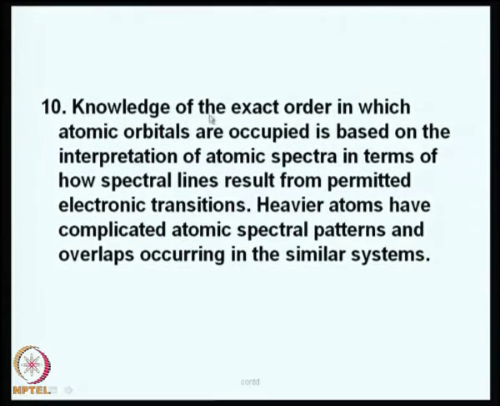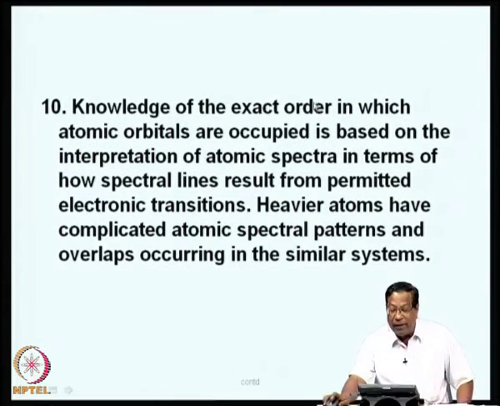The knowledge of the exact order in which atomic orbitals are occupied is based on the interpretation of atomic spectra, in terms of how spectral lines result from permitted electronic transitions. Heavier atoms have complicated atomic spectral patterns, with overlaps occurring in similar systems.